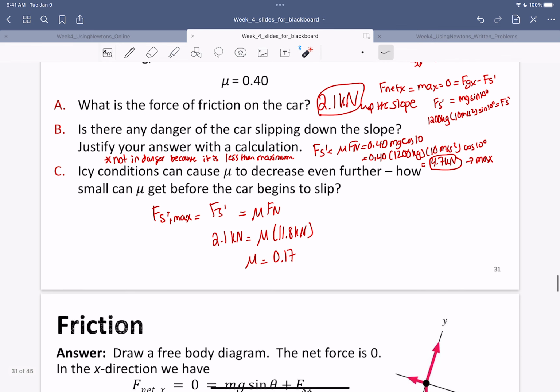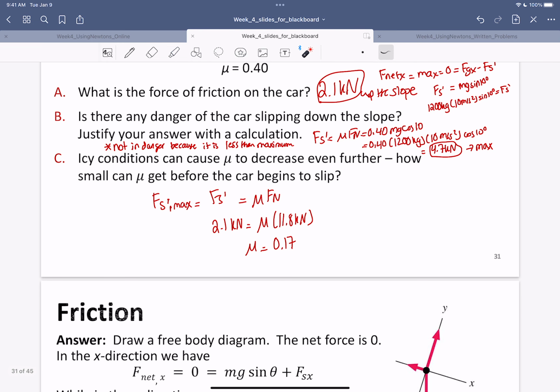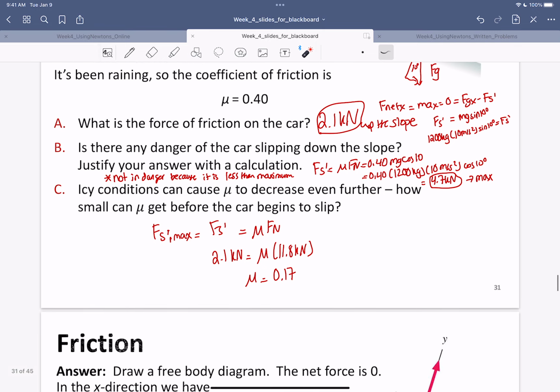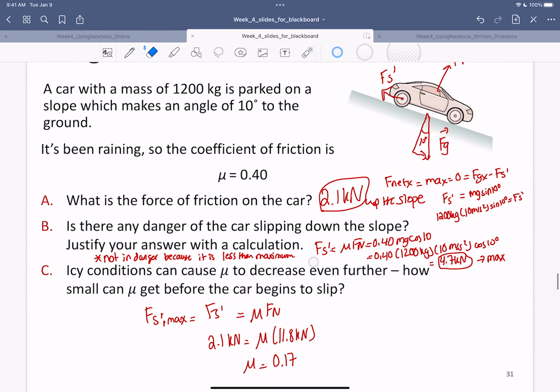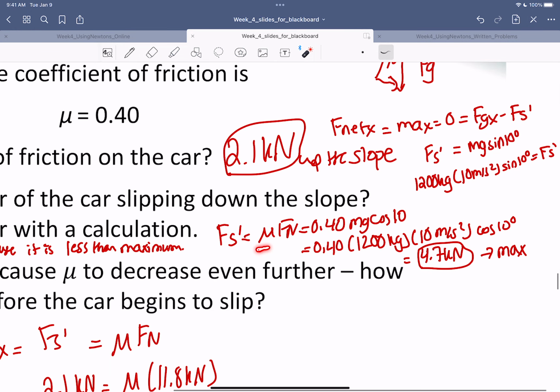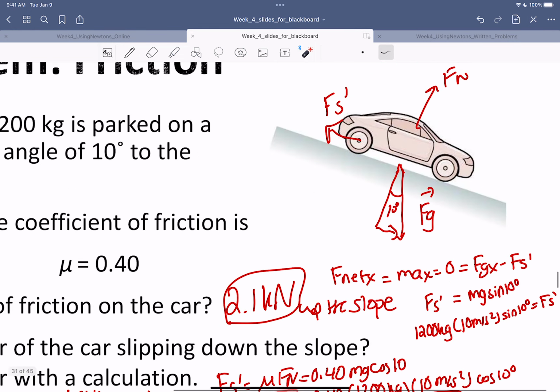They will almost always say slip or about to slide or something like that. So for part B now, they're saying, is there any danger of the car slipping down the slope? Justify your answer with a calculation. So if we were to calculate the FS max, this is the maximum static friction force, right? We take the mu, which is 0.4, times the normal force, and we can get that via trig.